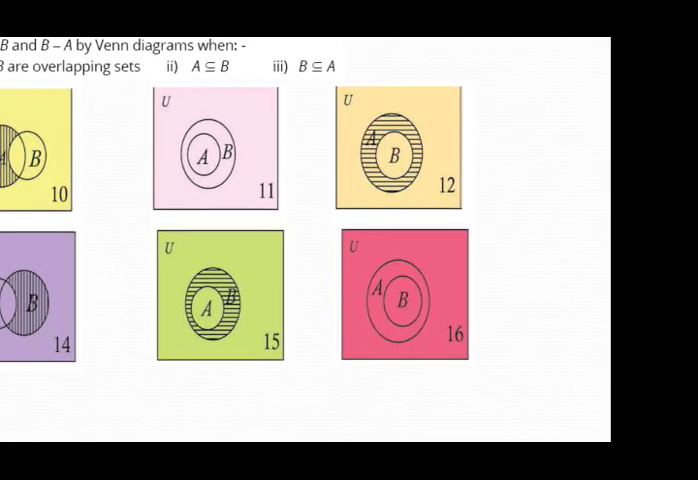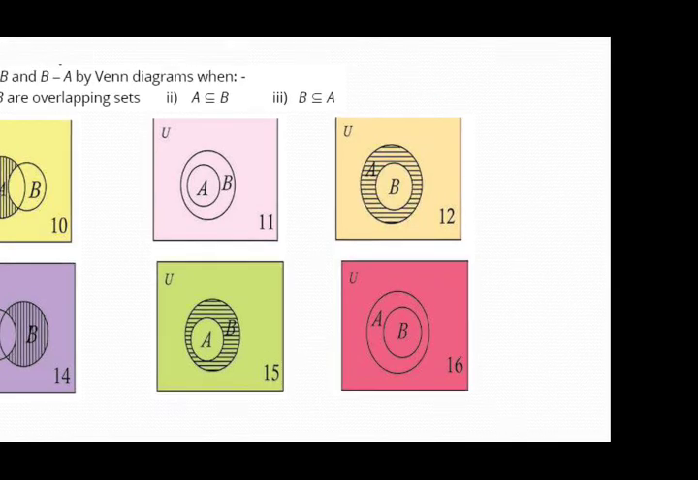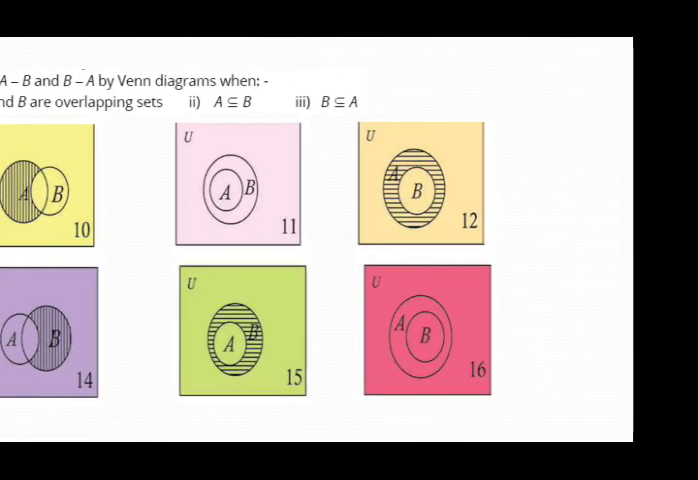If we want B minus A, in 12 we show A minus B, and in 16 we show B minus A, which is not possible, so there is no shading region.